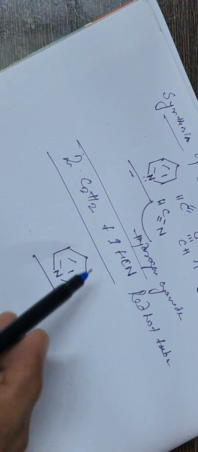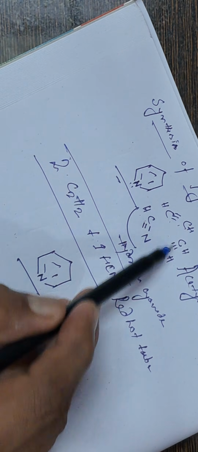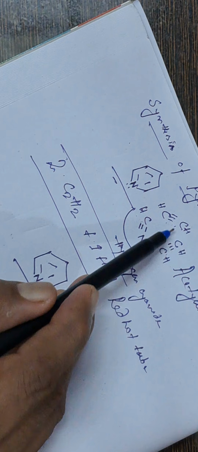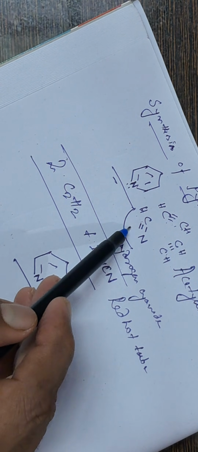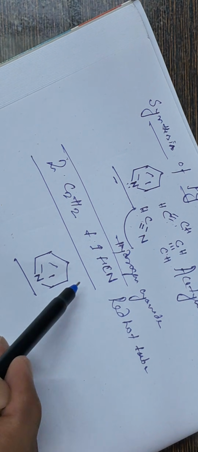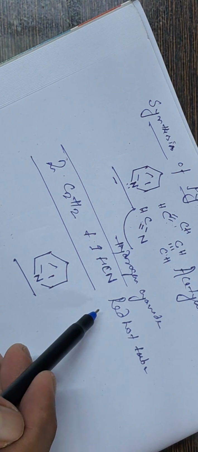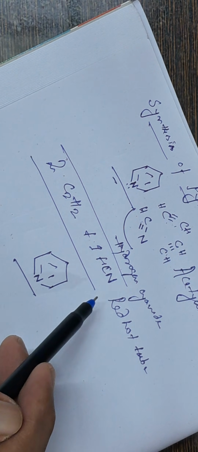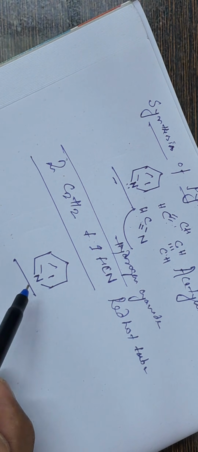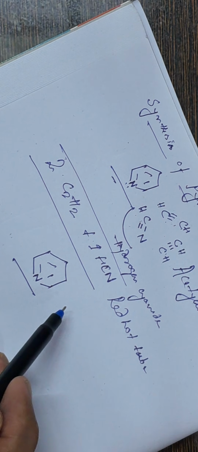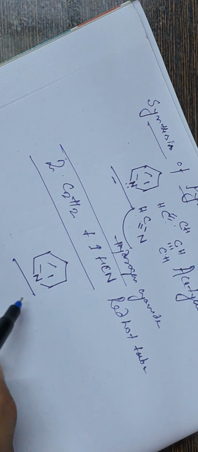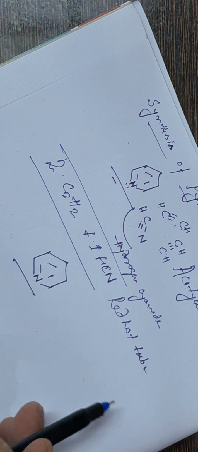So here, two molecules of acetylene reacted with one molecule of HCN, and this combination, while being passed through a red hot tube, spending a lot of time within the red hot tube, at the end of that period we observed that cyclization took place, and finally we got pyridine. So this is the first way of making pyridine, right?